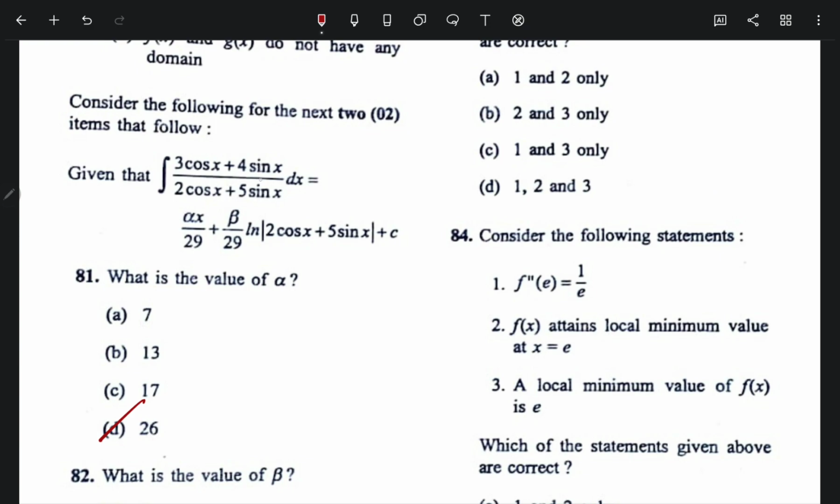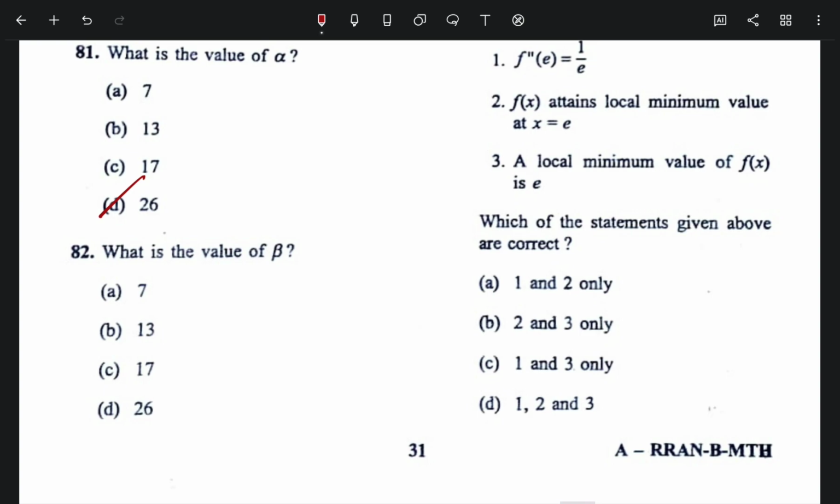Again, so this is just normal formulas. So cos x plus sin x, even in the denominator, you solve for this, you equate the left hand side and right hand side, you will find this to be true. And 82, the value will be, if you find the value of alpha, then finding the value of beta will also be very easy.